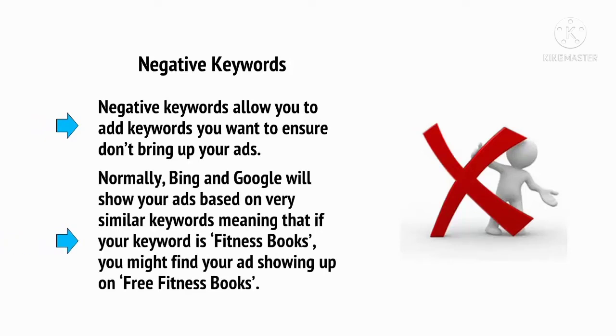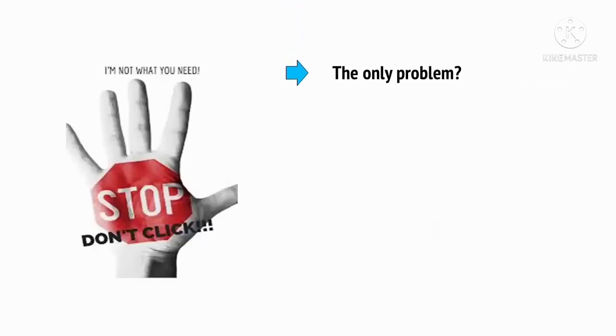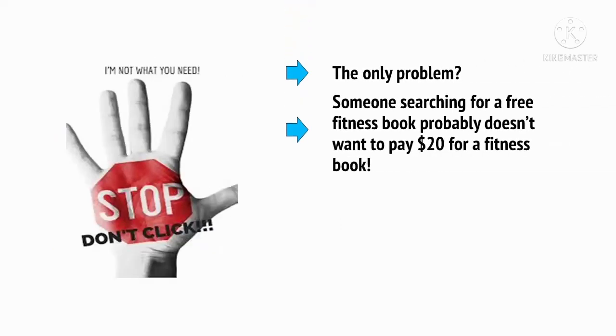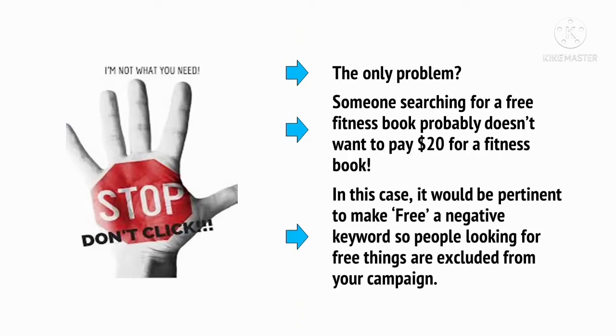Now, normally Bing and Google will show your ads based on very similar keywords, though Google does this more than Bing. Meaning that if your keyword is fitness books, you might find your ads showing up on free fitness books. The only problem? Well, someone searching for a free fitness book probably doesn't want to pay $20 for a fitness book. So in this case, it would be pertinent to make free a negative keyword so that people looking for free things are excluded from your campaign.